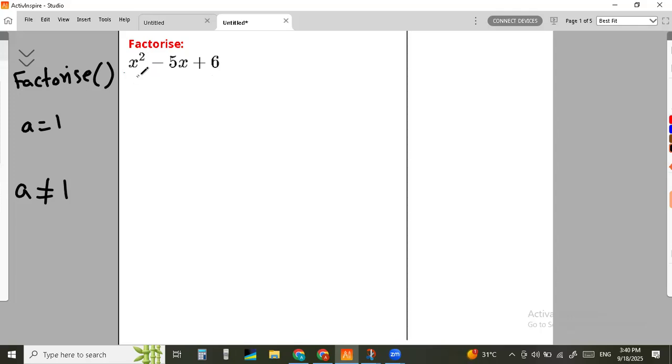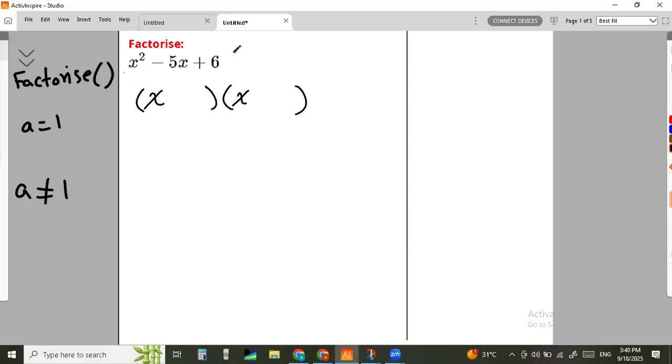Okay, here I have x squared minus 5x plus 6. So this is the first case, which is a equals 1, which is the coefficient of x squared is just 1. The first thing that you need to do is open two pairs of brackets this way. The first one has x, the other one has x. Okay, mister, but I need another thing over here and another thing over here. What am I supposed to do?